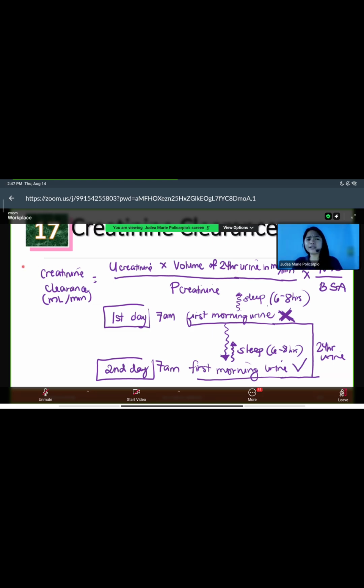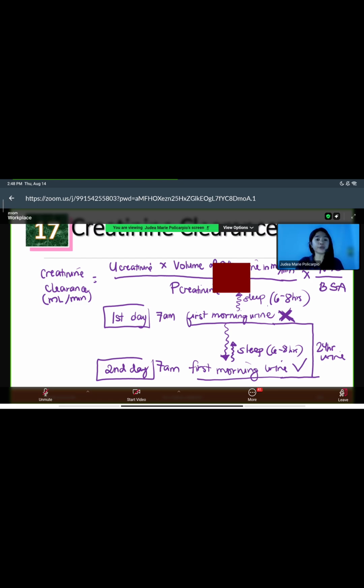And ma'am, let's add a twist to the story. Ma'am, what if walang binigay na body surface area? Walang binigay, tanggalin niyo lang 'tong last part nung ating formula. Okay, tatanggalin niyo lang yung last part ng formula, yung 1.73 over the body surface area.